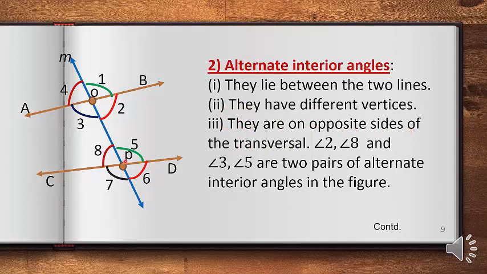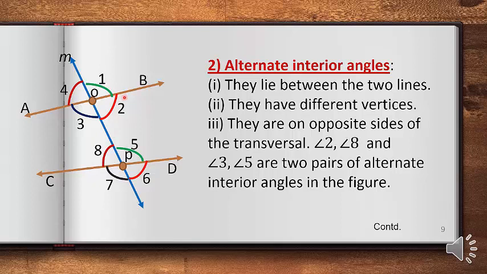Let us see in the figure. Here, line AB and line CD are cut by the transversal M. Here, angle 2, angle 3, angle 8 and angle 5 are four interior angles since they lie in between the two lines. Now children, consider the angles, that is angle 2 and angle 8. They are lying in between the two lines and they are having different vertices. Now angle 2 is having vertex O, angle 8 is having vertex P.